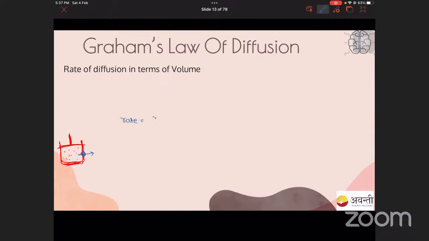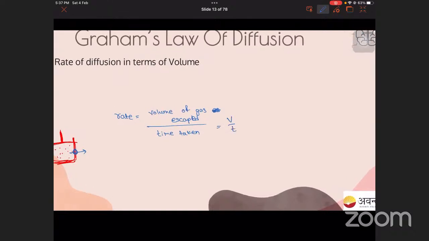Rate is equal to volume of gas escaped by time taken for the total volume of that gas to escape. Let's say 2 liters of gas is escaping from 10 liters. How much time is it taking for this 2 liters of gas to escape? That is nothing but time taken, and that gives us the rate. Volume of gas escaped by time taken, nothing but V by T.